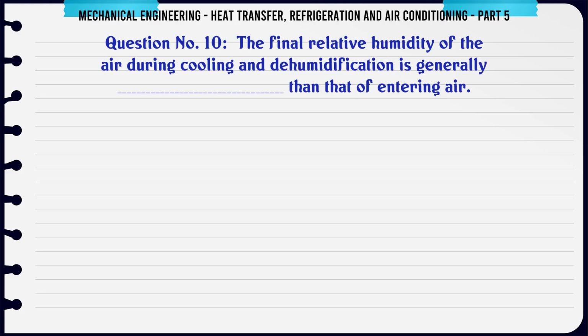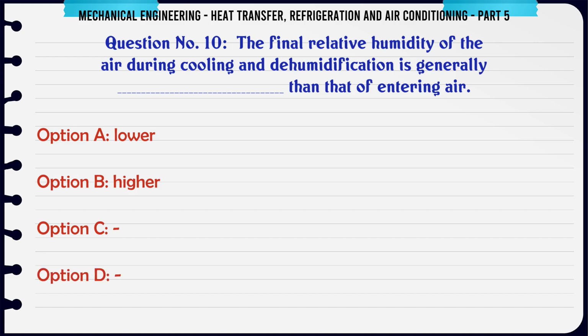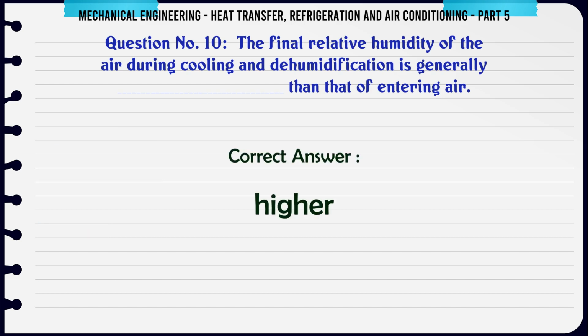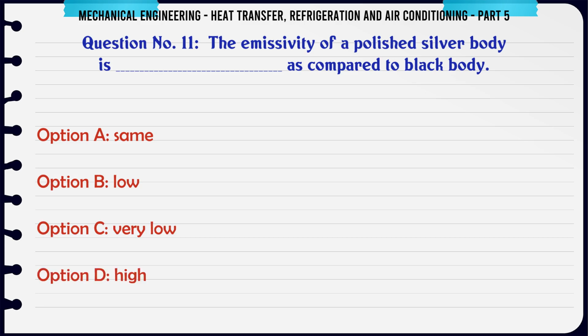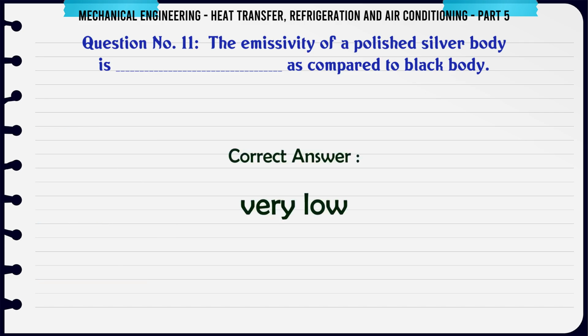The final relative humidity of the air during cooling and dehumidification is generally than that of entering air. A. Lower. B. Higher. C. D. The correct answer is higher. The emissivity of a polished silver body is as compared to black body. A. Same. B. Low. C. Very low. D. High. The correct answer is very low.